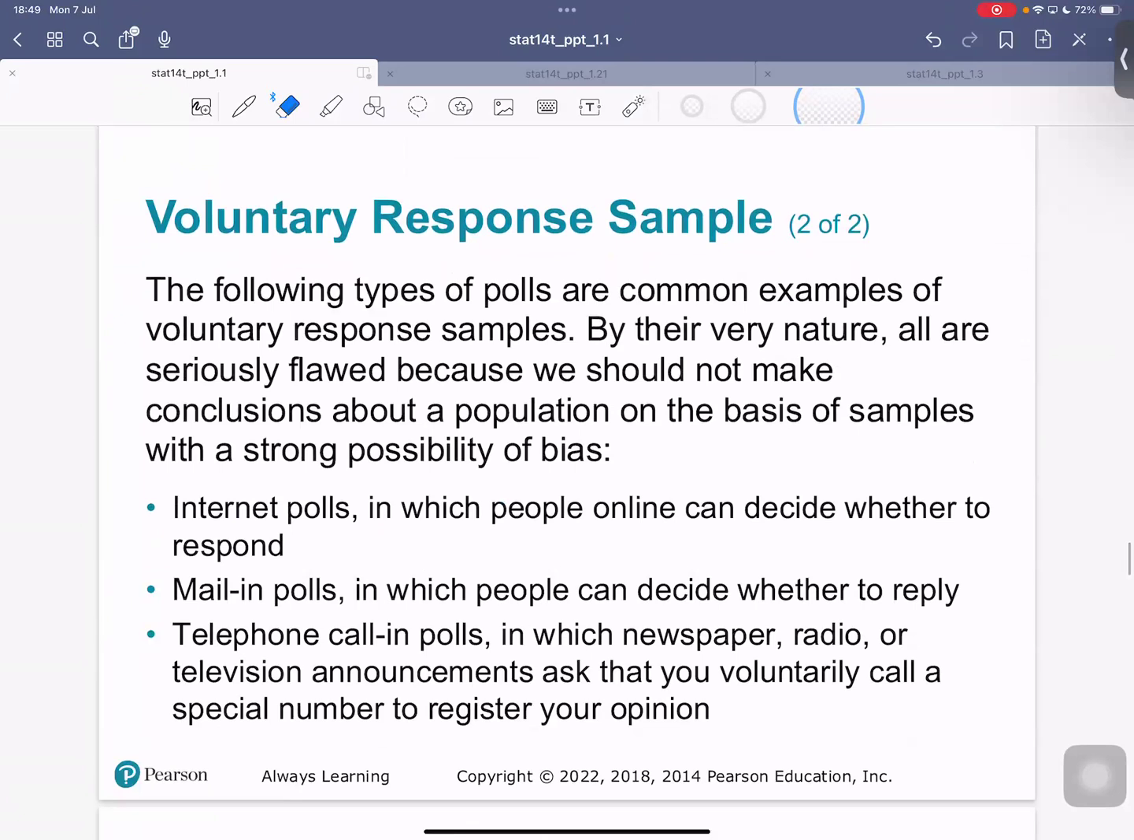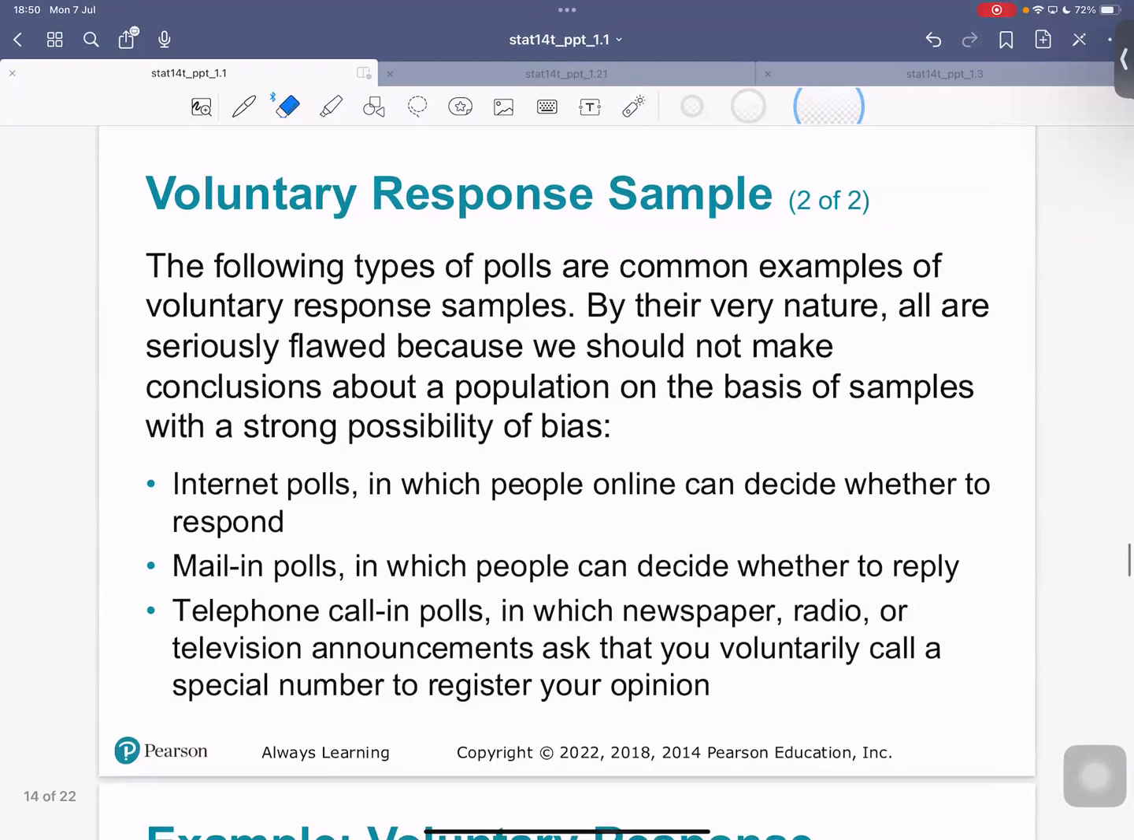The following types of polls are common examples of voluntary response samples. By their very nature, all are seriously flawed because we should not make conclusions about a population on the basis of samples with a strong probability of bias. For example, the internet polls in which people online can decide whether to respond.